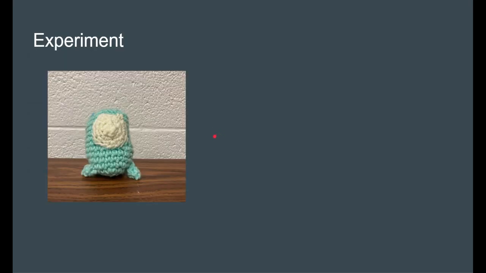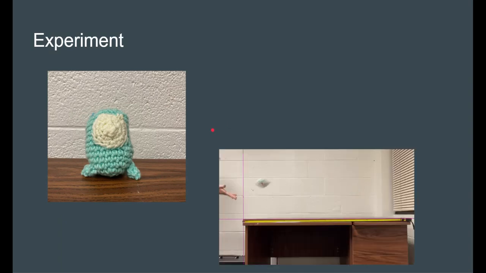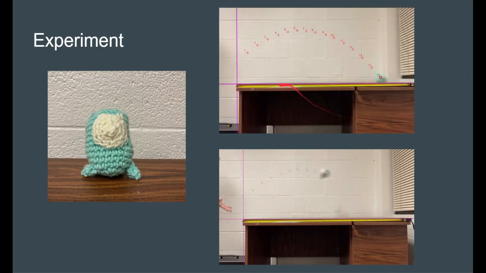And so the experiment: we were just throwing this little Among Us plush here, and taking that data, putting it in the tracker. Here's what that parabola looked like. Our initial conditions were just this in motion with no extra force from me being inputted, and our system is the plush. Our surroundings are the earth, which is exerting gravity, and the air, which is creating drag on the plush.